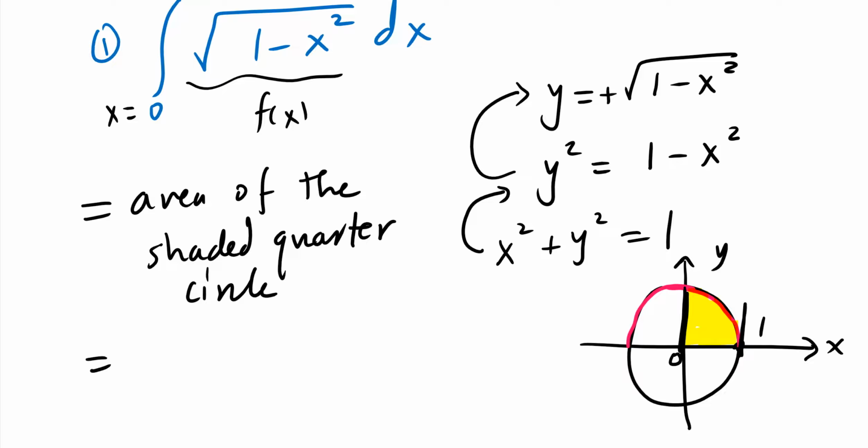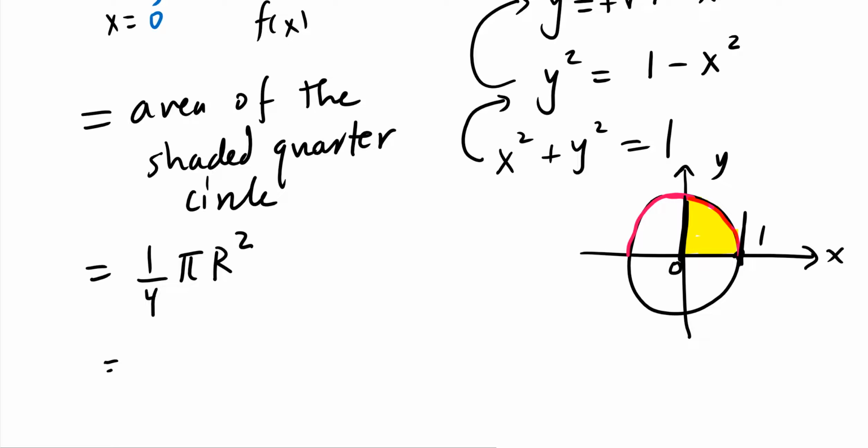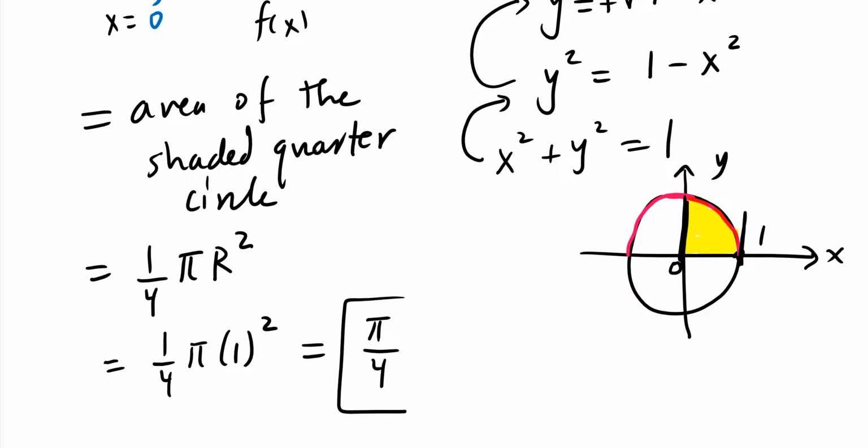And so now how do I find the area of the quarter circle? It is 1/4 the area of the actual circle, pi r squared. And the radius here is what? It's 1. So the answer is simply pi over 4. And you can keep it like that.